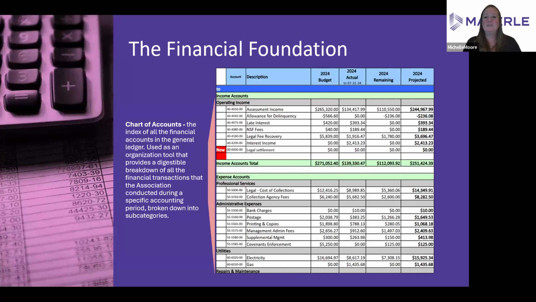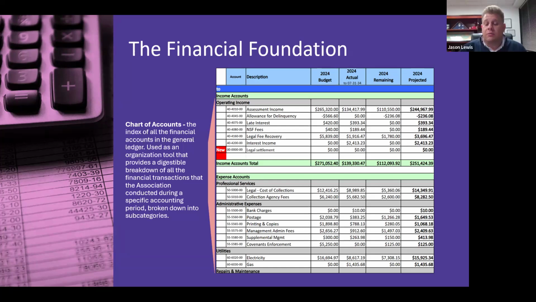But for the most part, they're pretty common, pretty much the same from community to community, really. With, like I said, a few caveats, but this is really what's going to drive your financial statements and really going to identify the income and the expenses that you're going to see.